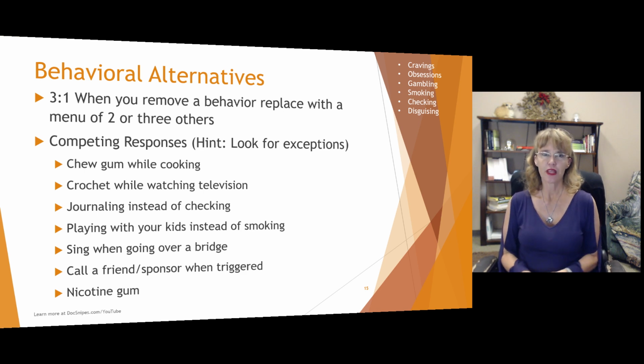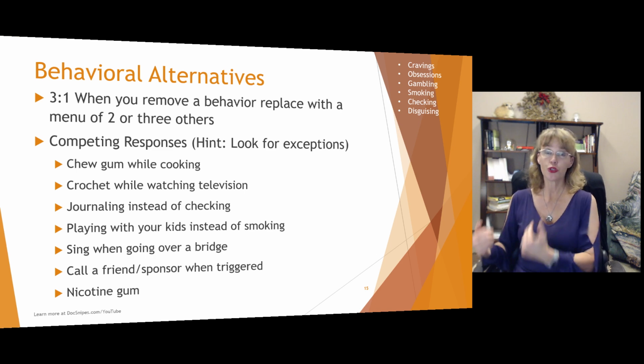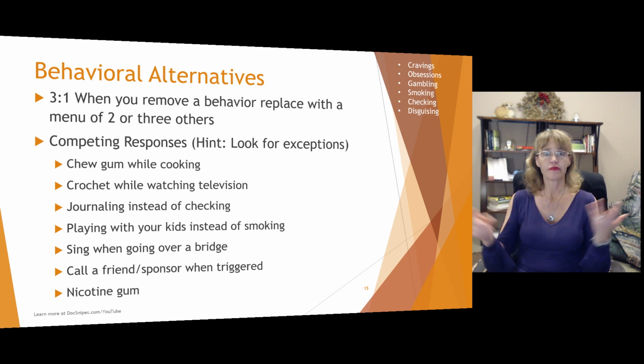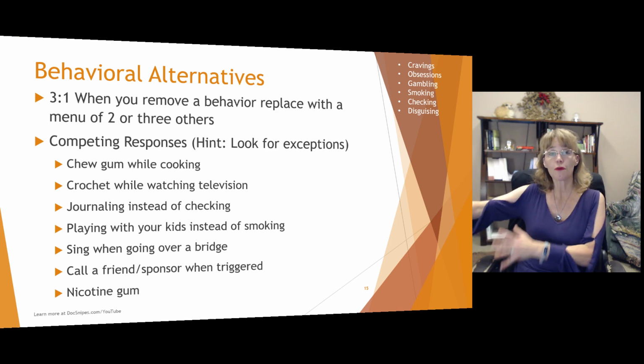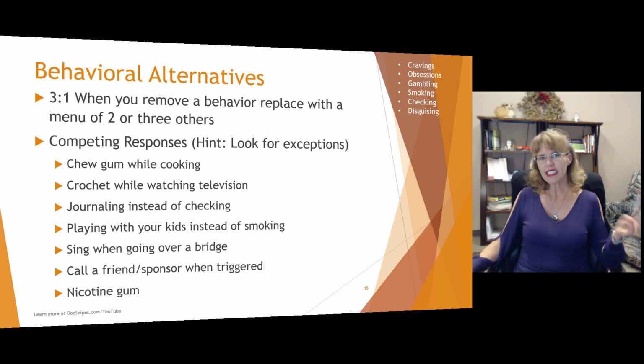Behavioral alternatives. 3-to-1 is a good ratio. I love this ratio. When you remove a behavior, replace it with a menu of 2 or 3 others. So when you're feeling like you want to use, you can call your sponsor. You can go to a meeting. You can take a bath. For some people, just getting to a place where they are unable to access their addictive behavior helps them urge surf, as we call it. So identify at least 3 alternate ways to address the need.